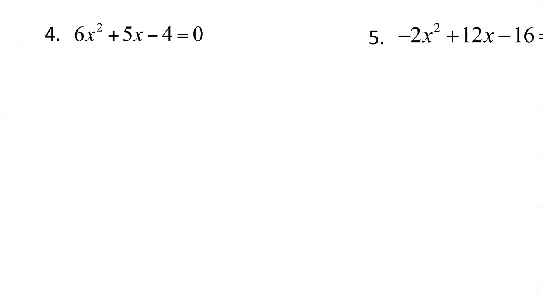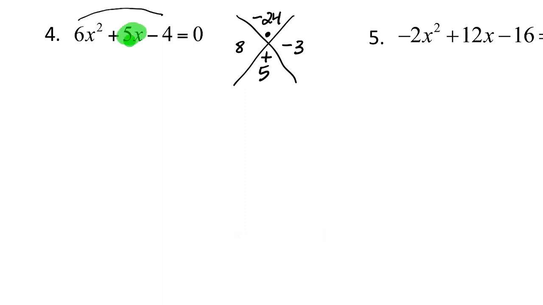That was number 3. Number 4 is all kind of set up for us. We're going to multiply, get -24, get a 5. Get kind of lucky we have similar numbers each time. That won't always happen. So we get an 8 and a 3. We're going to split the middle term, use these values. So we get 6x squared plus 8x minus 3x minus 4 equals 0.